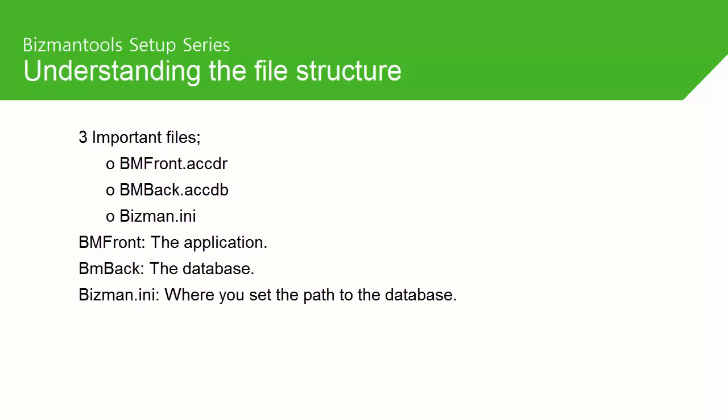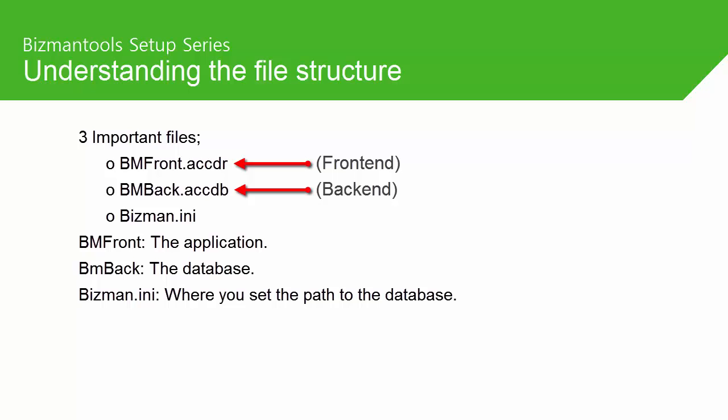Today we'll be looking at understanding the Bizmantools file structure and how to set up a networked installation. Bizmantools is split up into two main components, the front end and the back end. The front end is the actual application you use. The back end is the database that holds all of your information, such as parameters, settings, quotes, orders, raw materials, etc. When Bizmantools updates, it's the front end which updates, leaving your settings and data untouched.